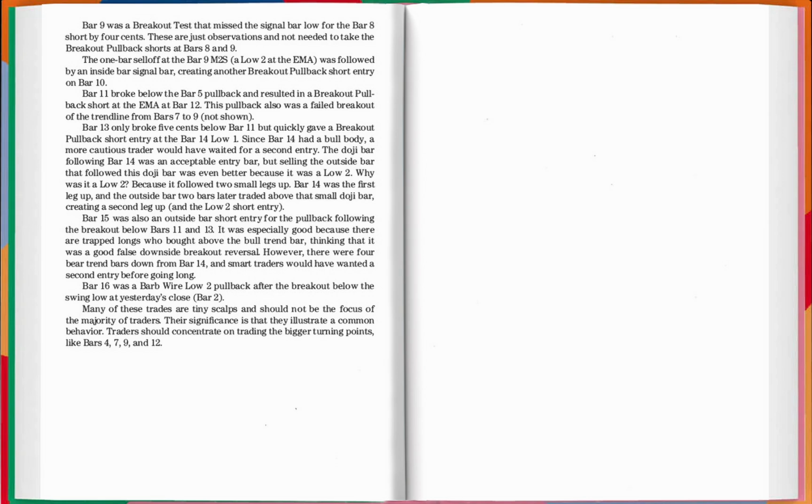The doji bar following bar 14 was an acceptable entry bar, but selling the outside bar that followed this doji bar was even better because it was a low 2. Why was it a low 2? As it followed 2 small legs up. Bar 14 was the first leg up, and the outside bar 2 bars later traded above that small doji bar, creating a second leg up, and the low 2 short entry.